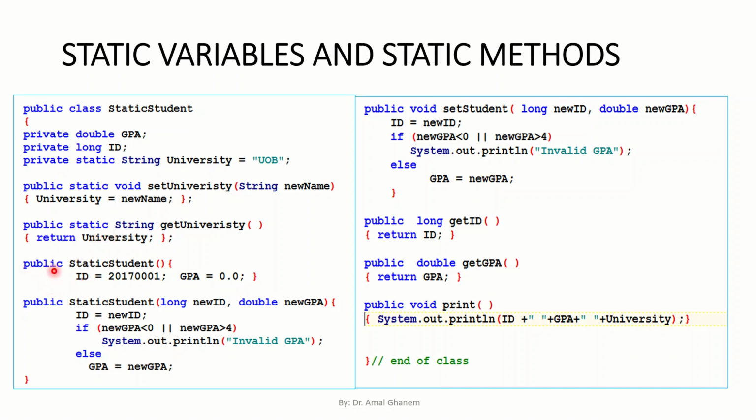We have a method public static student. So just like we discussed last time, if the method name is exactly the same as the class name, it means now this is a constructor. And because this is an empty constructor, it means this is the default constructor. It will initialize ID to the following value, and also it will initialize GPA to 0.0.